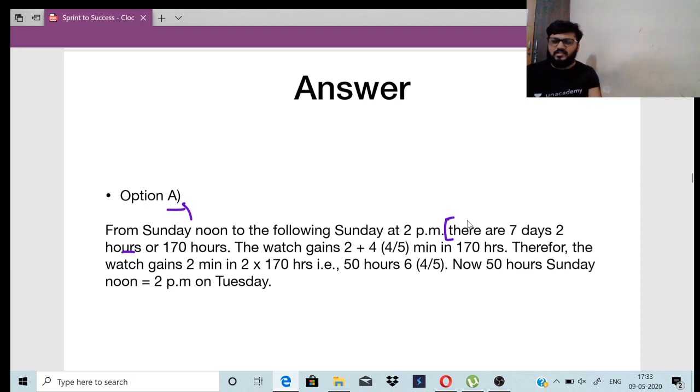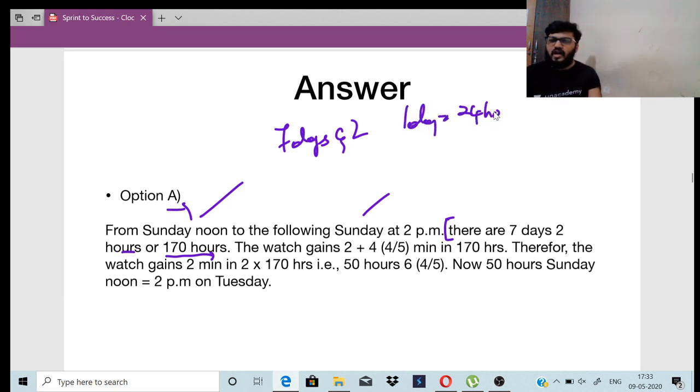There are 7 days, right? Sunday noon to Sunday. How many days are there? Tell me, right? 1 week, one whole week is there. 7 days and 2 hours. Or you can also tell it as 170 hours, right? One day is equal to 24 hours. So 7 days, 7 into 24 plus 2, 170 hours.